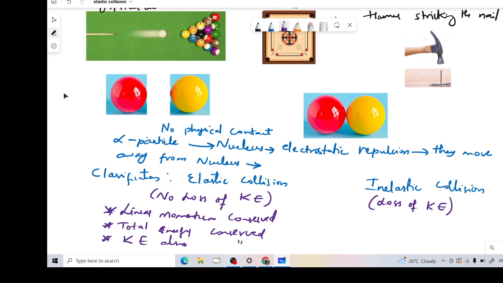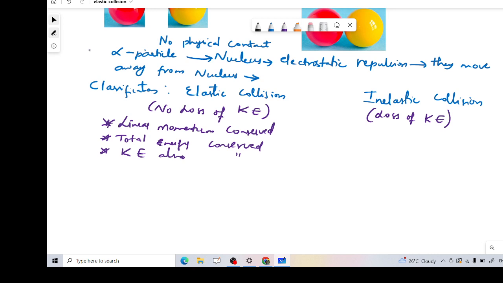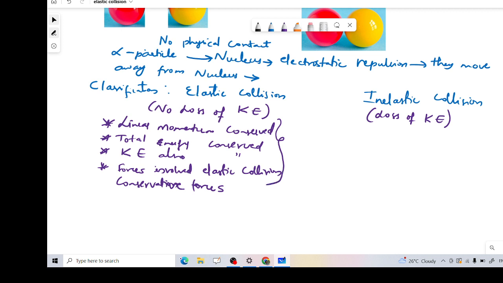One more thing: whatever forces are involved in the elastic collision are all conservative forces, which are path independent. So these are the main characteristic features of the elastic collision.